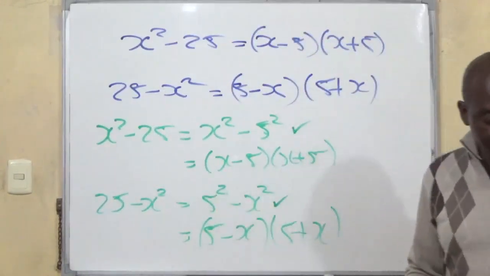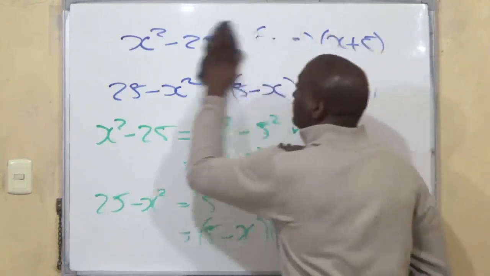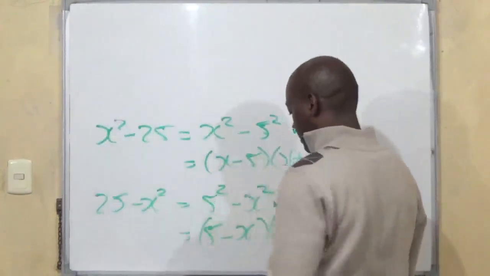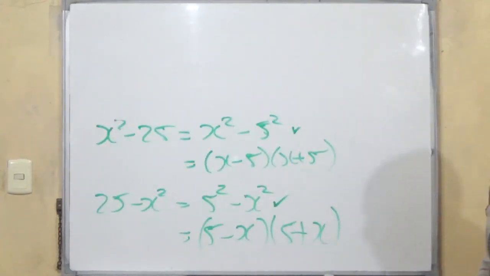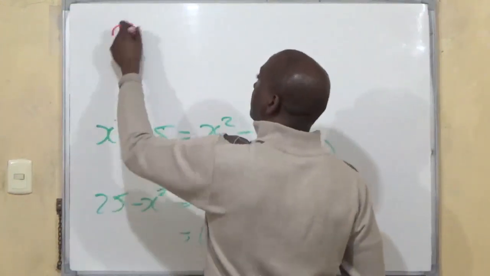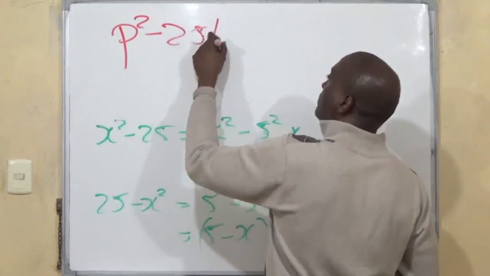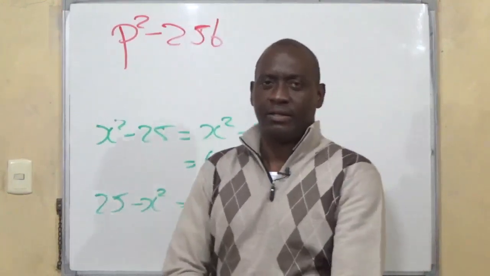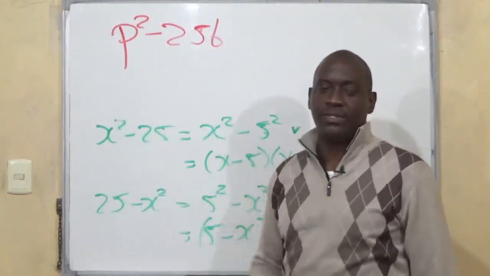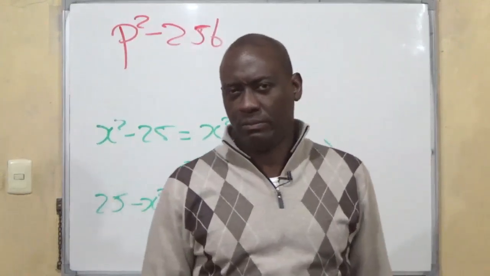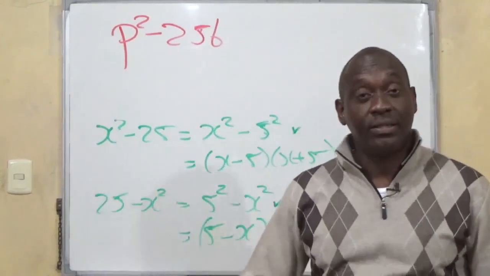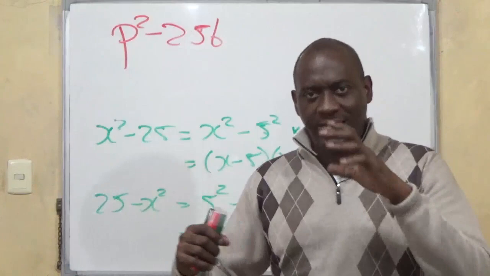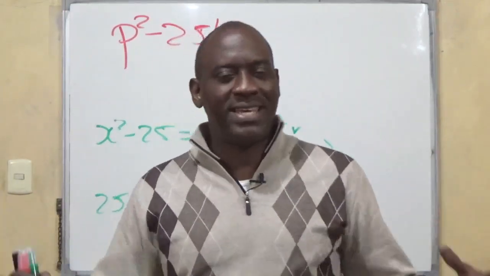Alright, so let me do a few more examples just to drive the point home. So for example, let us say you have p squared minus 256, right? If you go in an exam and you see factorize p squared minus 256, the only problem you would have here is recognizing 256 as the square of 16. And that is why I say you must know your squares and your square roots from 1 to 20. Because for general exam purposes, they don't usually go outside of that.